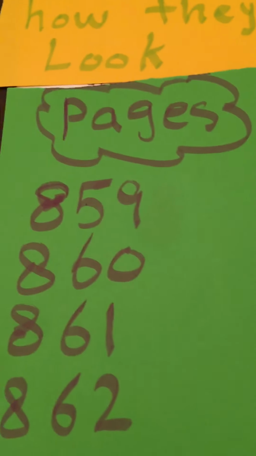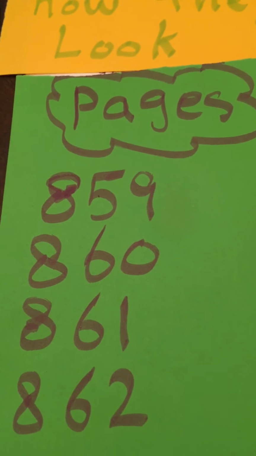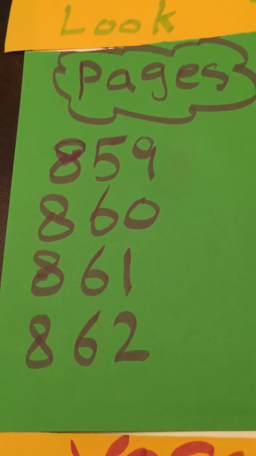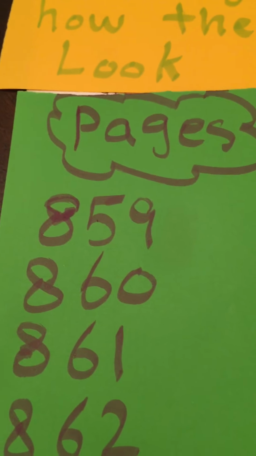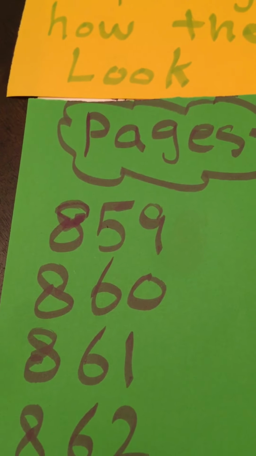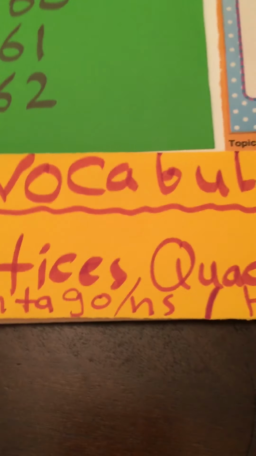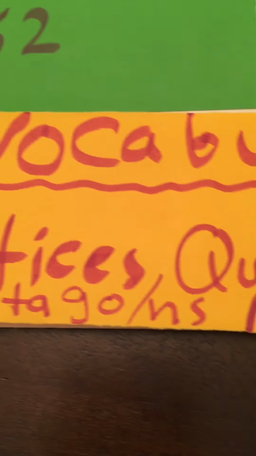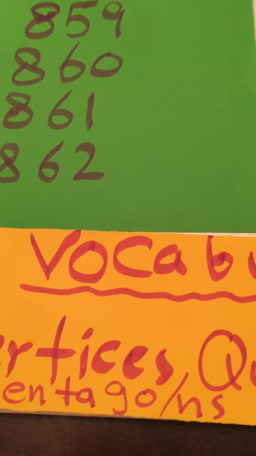The pages for the lesson are 859, 860, 861, and 862. We might divide the lesson into two days. It depends on how we are going. So the vocabulary for today's lesson is vertices, quadrilateral, pentagon, and hexagon. Let's take them one by one.